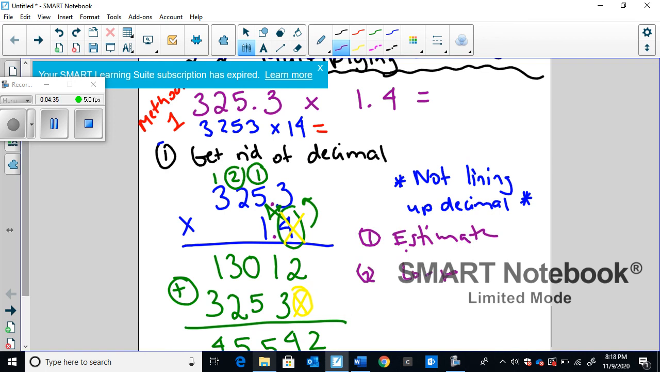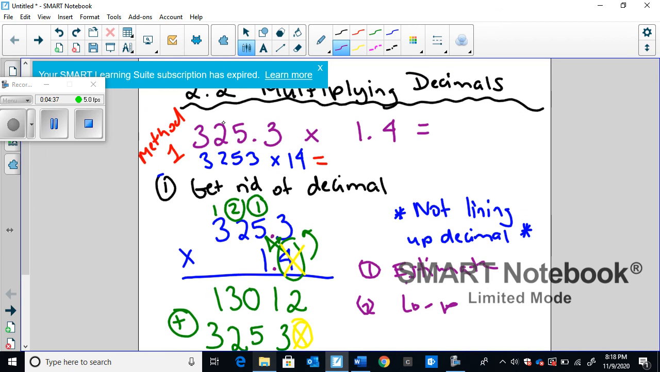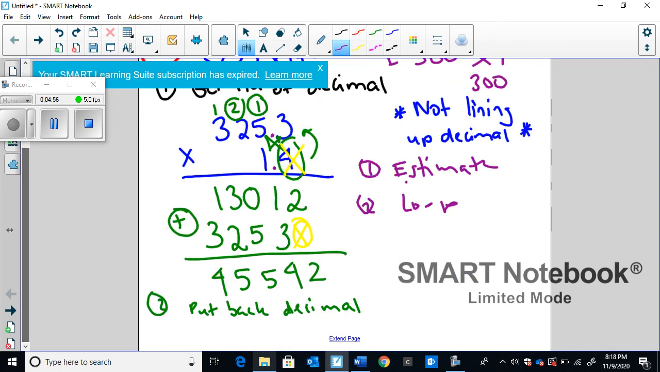So let's estimate first. When we look at that original question, what is 325.3 really close to? We're thinking super simple numbers. Well, it's close to 300. This is our estimate. 325.3 is close to 300, and 1.4 is close to 1. So 300 times 1, we know that's going to be 300. So our answer has to be roughly around 300. So the answer that would be closest to 300 would be if my decimal was there, 455.42.